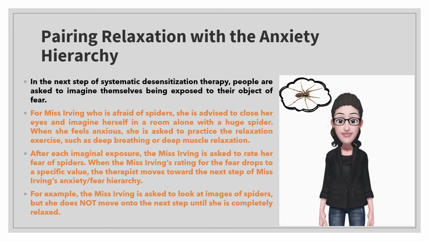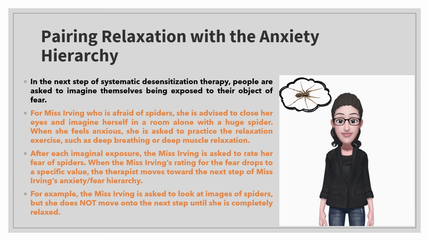In the next step of systematic desensitization therapy, people are asked to imagine themselves being exposed to their object of fear. So this is the third step. For Miss Irving, who is afraid of spiders, she is advised to close her eyes and imagine herself in a room alone with a huge spider. So this is the first section. When she feels anxious, she is asked to practice a relaxation exercise, such as deep breathing or deep muscle relaxation. After imaginal exposure, the person is asked to rate her fear of spiders.